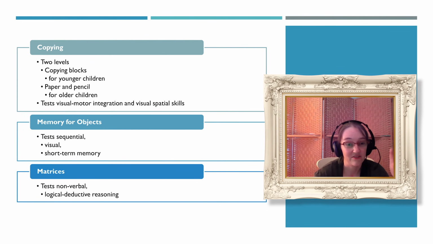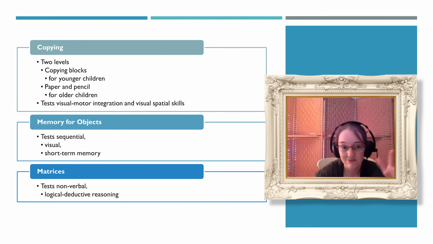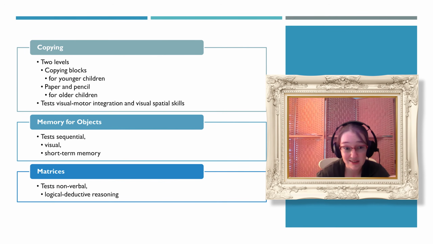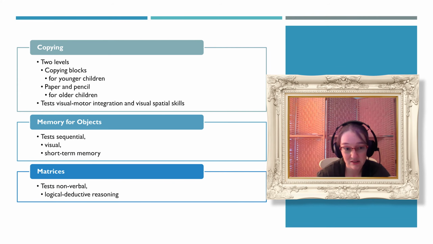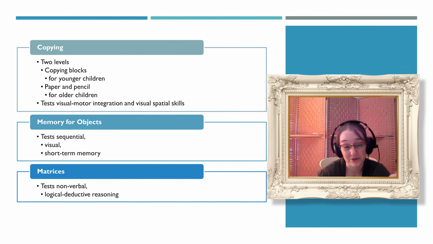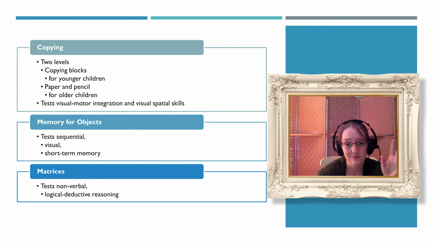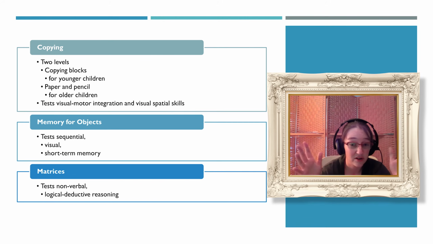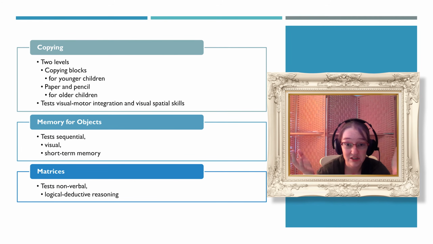Next, we have copying, and there are 2 levels of it. For young kids, it's using blocks. For older kids, it's paper and pencil. This tests visual motor integration with visual spatial skills. Next, memory for objects, and that's just testing sequential visual short-term memory. It's just identifying the objects.